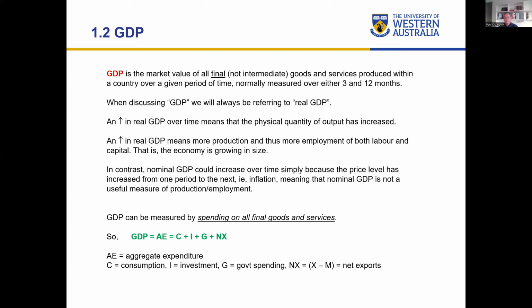So what the ABS does is it doesn't add up every single transaction that takes place in Australia, but it's got ways of estimating what total consumption spending is, what total investment expenditure is, et cetera, and then they add all of those expenditures together and come up with what we call aggregate or total expenditure, which is then used as an estimate of GDP.